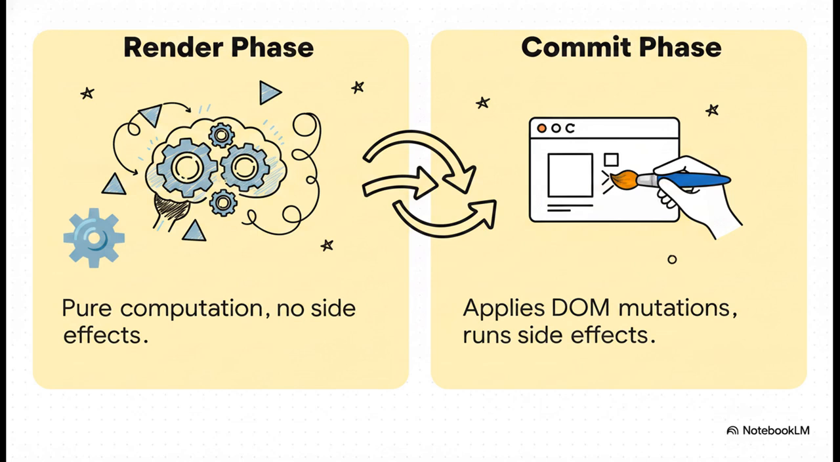React basically divides its work into two completely distinct phases. First, you've got this pure render phase, where it calculates all the changes behind the scenes. It's really just math and logic, totally interruptible. Then there's the commit phase, and that is when React actually reaches out and touches the browser DOM.